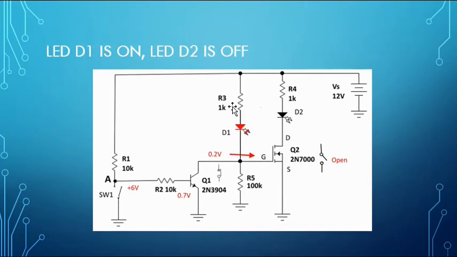So what we'll find out is we've got 0.2 volts here. This LED will turn on because we're going to get current flowing through the 1K, through the LED, through the transistor to ground. This LED will turn off because this Q2 is acting like an open switch, so we won't have any current flowing.